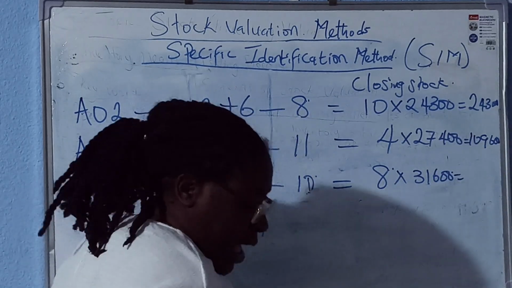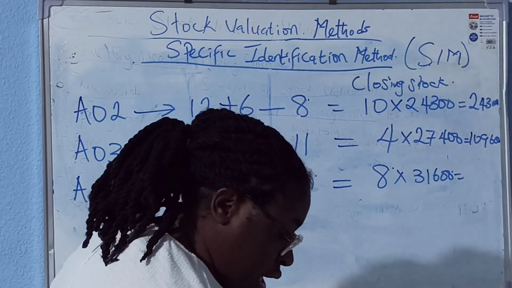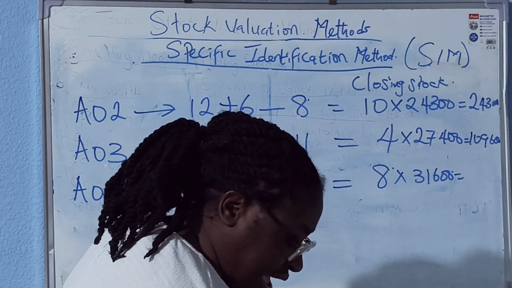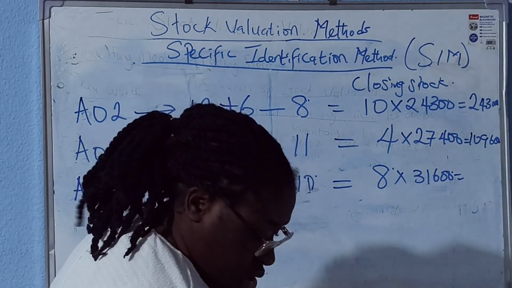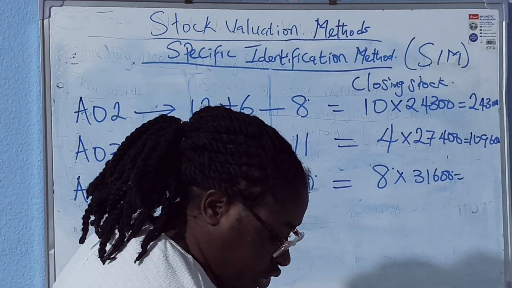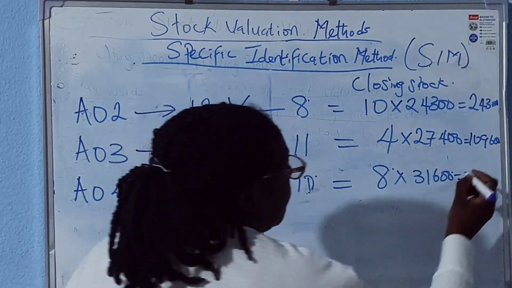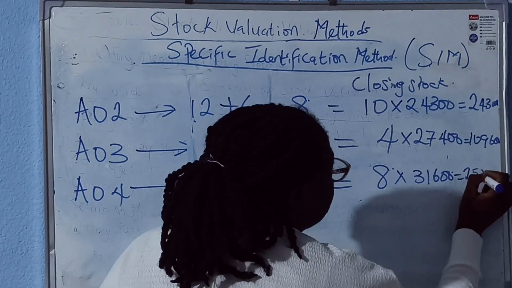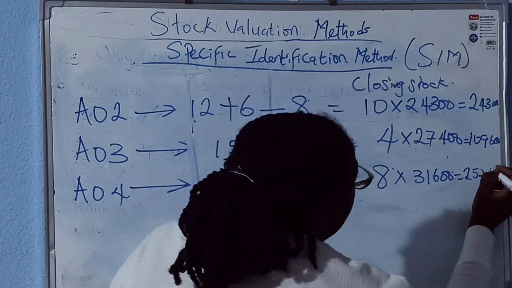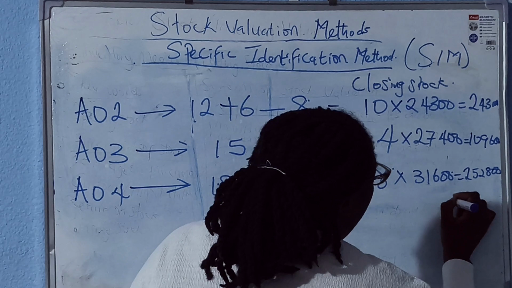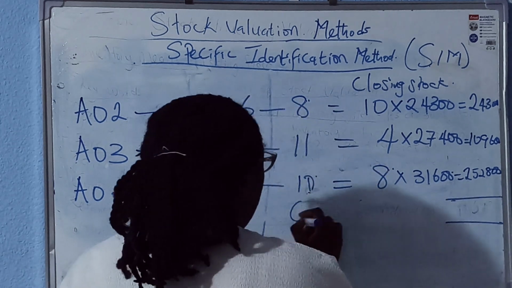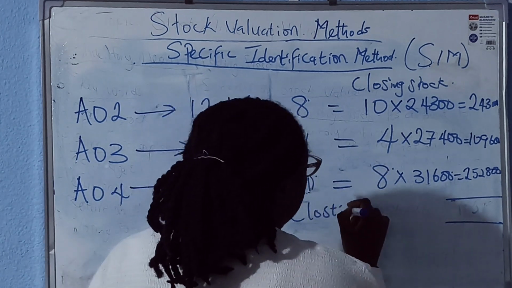109,600. And then for the last model, AO4, we have 8 times 31,600, and that gives me 252,800.